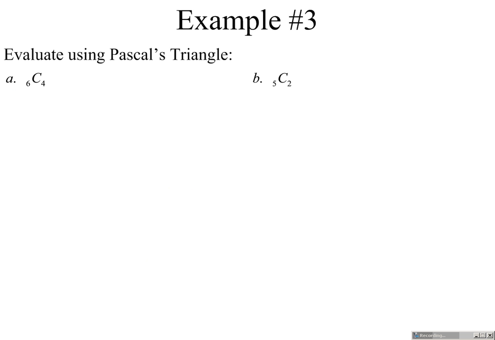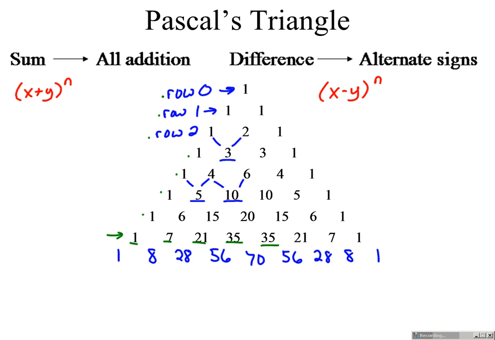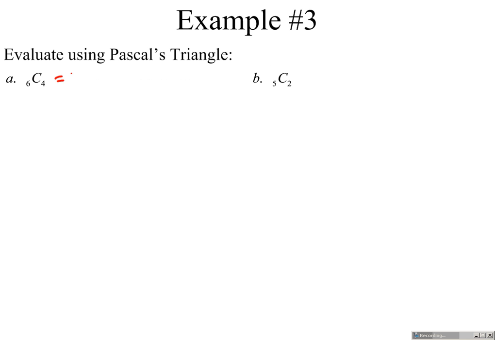Evaluate these using Pascal's triangle. 6 choose 4. So we're going to go back to the triangle. Need to go to row 6. 0, 1, 2, 3, 4, 5. There's row 6. We have 6 choose 4. This is 6 choose 0, 6 choose 1, 6 choose 2, 6 choose 3. 6 choose 4 then has to be equal to 15.